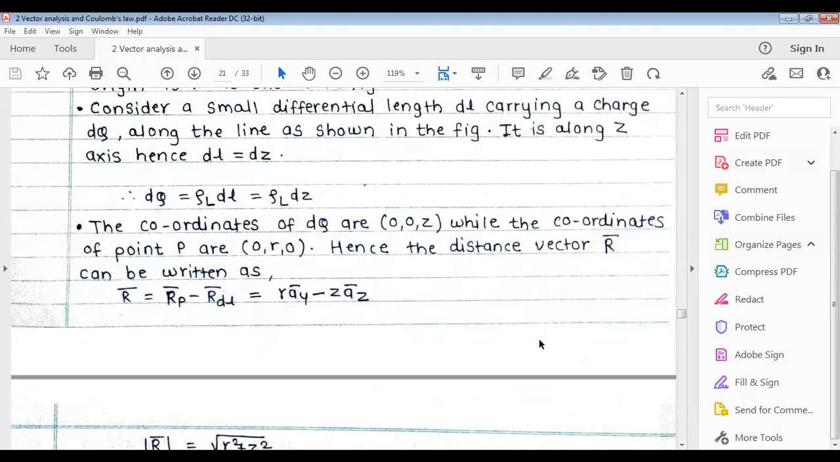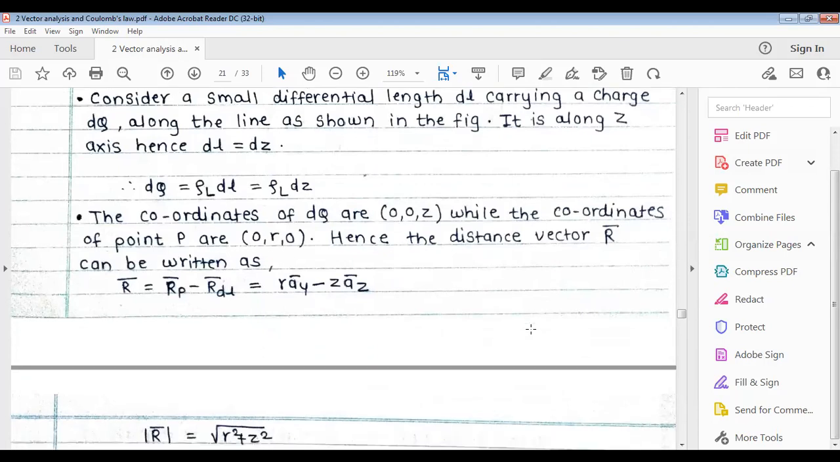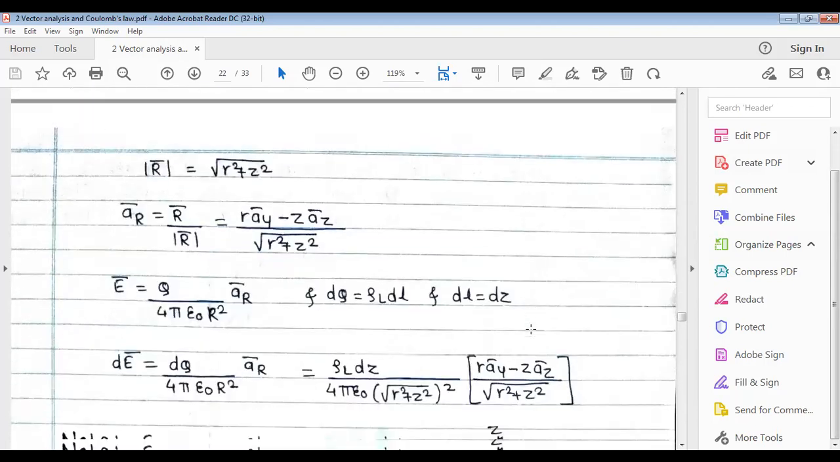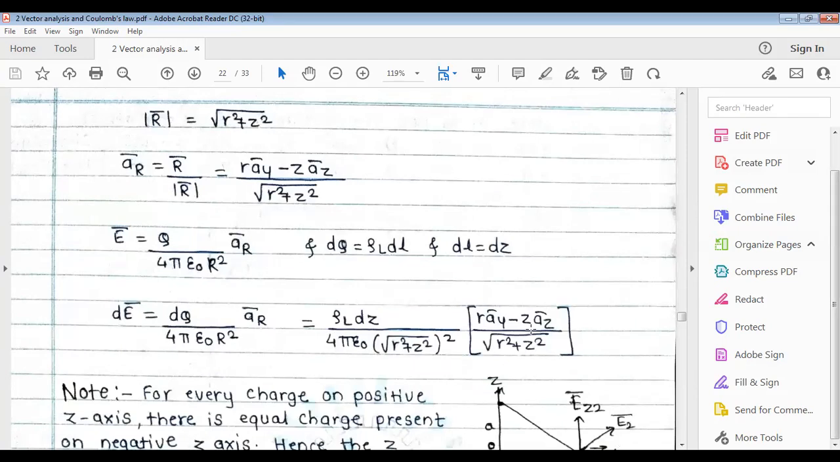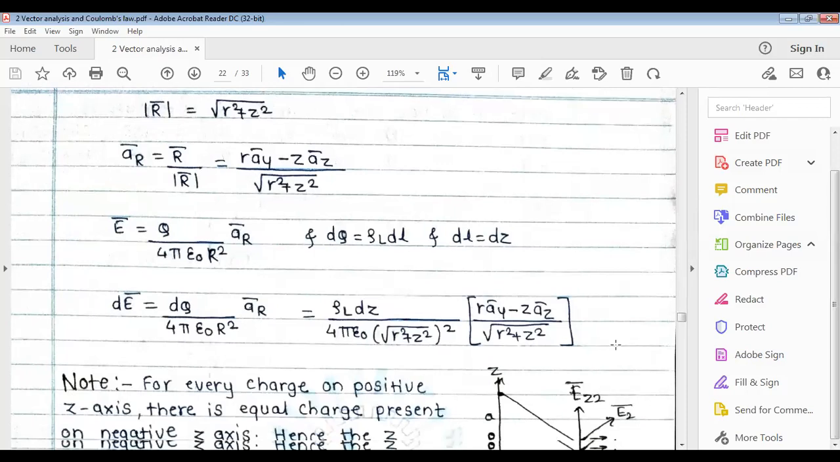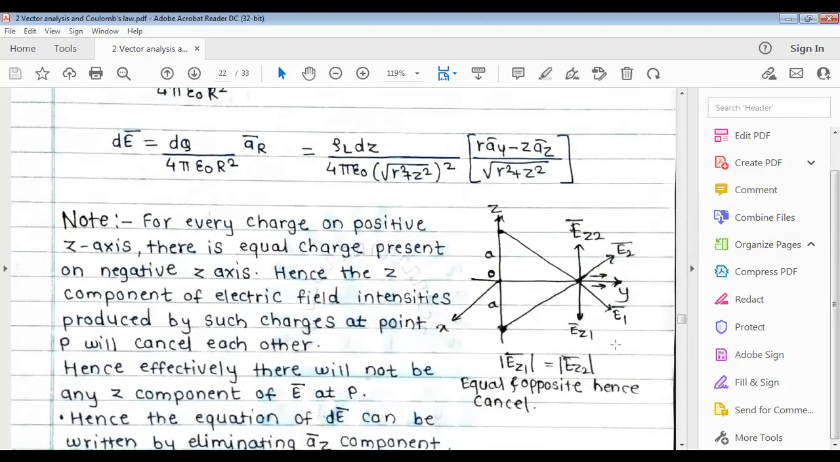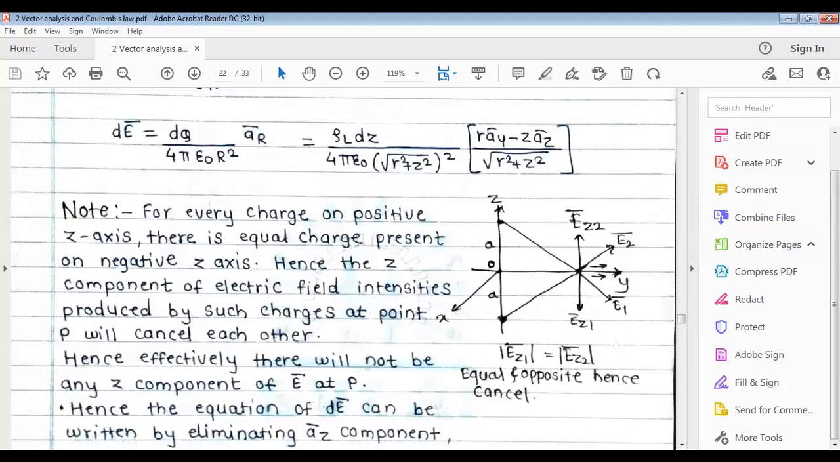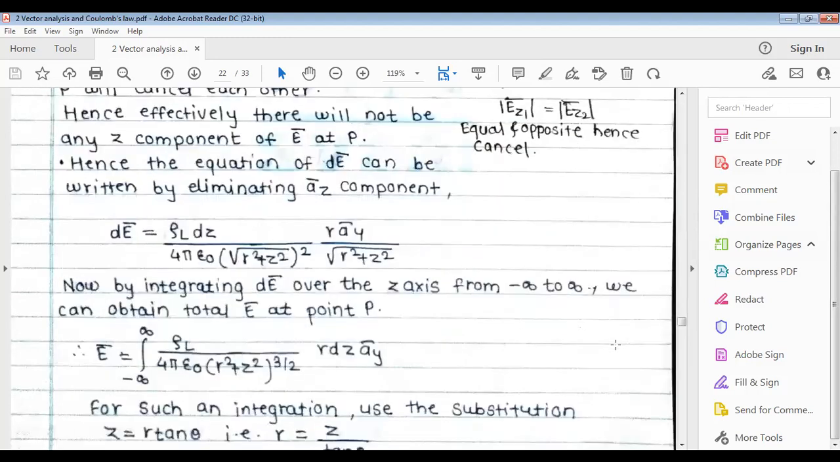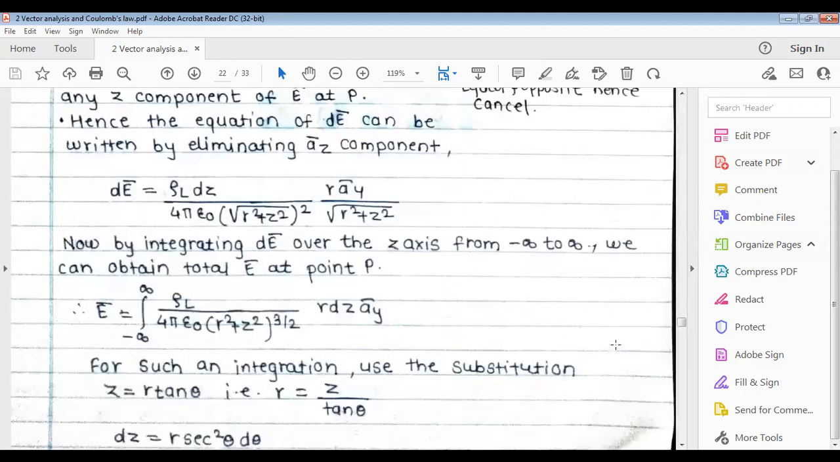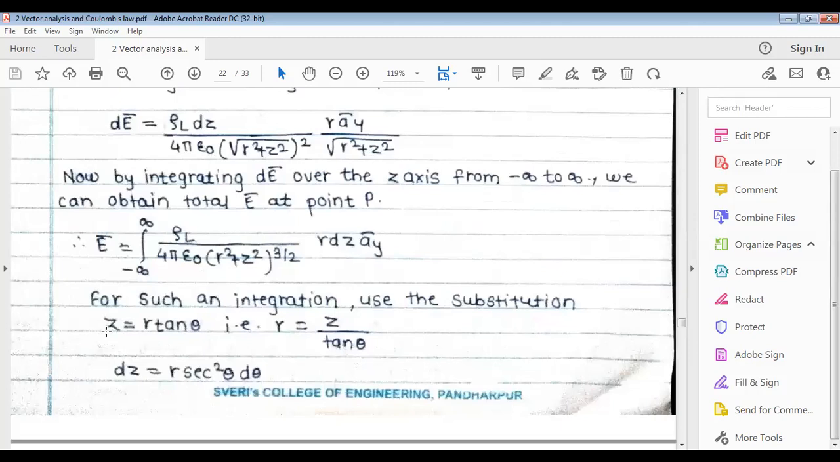Then we obtain vector r bar, which is from point dl to point P. Then we obtain unit vector a bar, right? Then we obtain the equation for E bar and dE bar. dE bar means in differential form only we are writing this equation. Then the z component gets cancelled here. How, I explained in the last lecture. Now we come here.